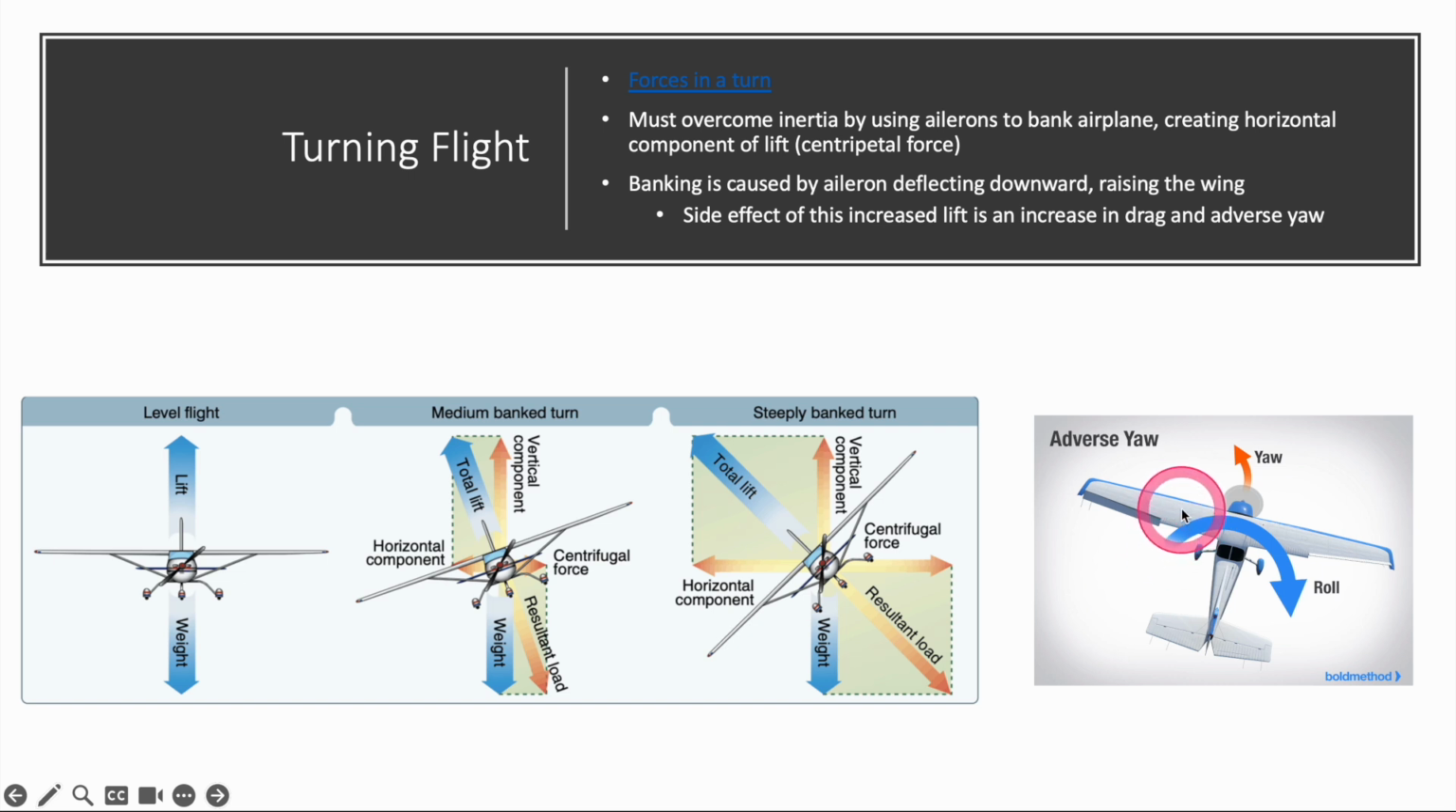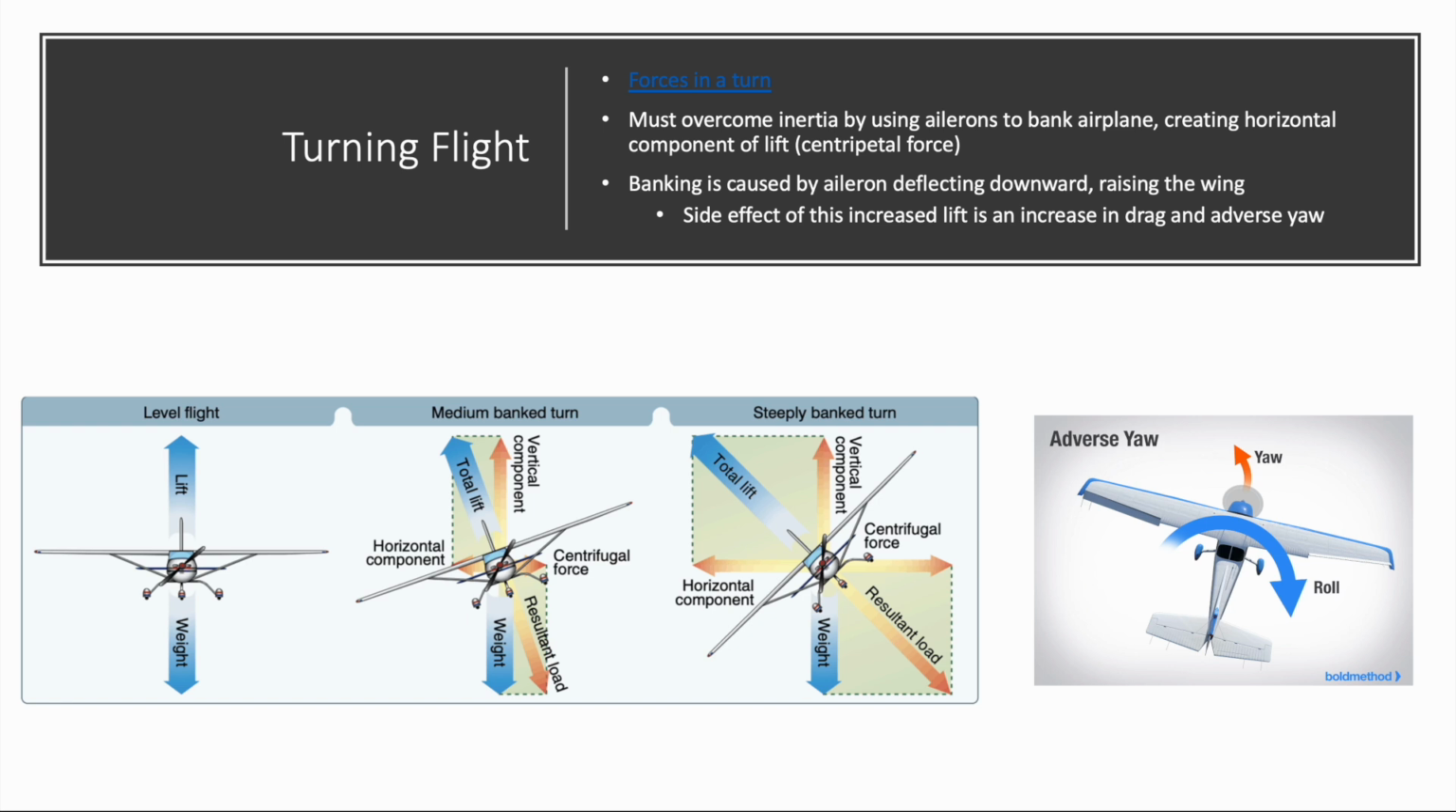And then we have adverse yaw right here. So anytime you bank the airplane, you deflect the ailerons: this aileron is deflected downward on the rising wing, and this aileron is deflected upward. So you're producing more lift on this wing, which causes it to rise up and bank the airplane. From what we talked about before, anytime you produce more lift, you also produce more drag. So since you're producing more drag on this rising wing, that increases your drag and it causes the airplane to yaw to the left. So that's called adverse yaw.